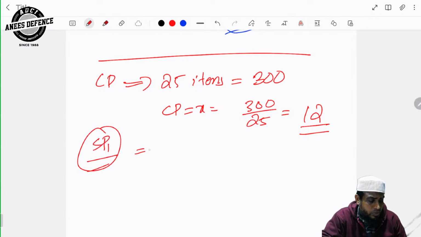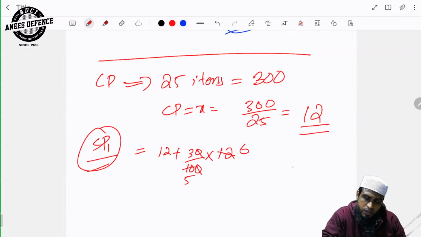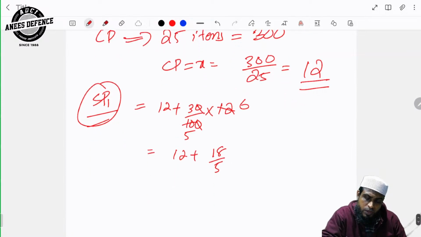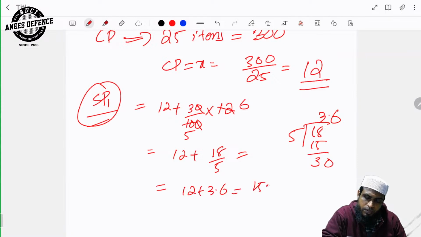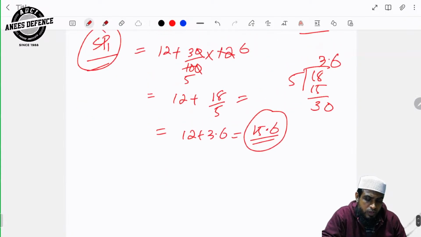If you want to get 30% profit, that means 12 plus 30 by 100 into 12. So 12 plus 18 by 5, which is 15.6, is the selling price of the first item.